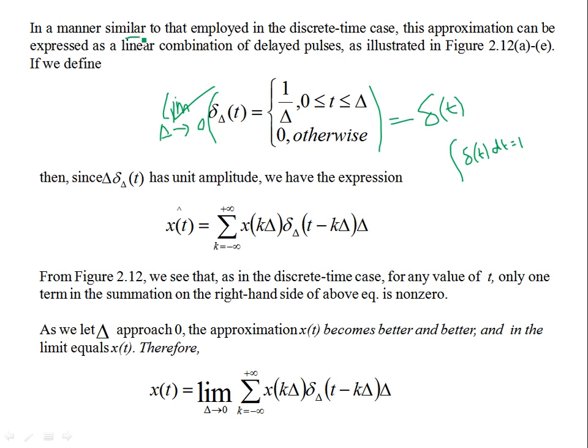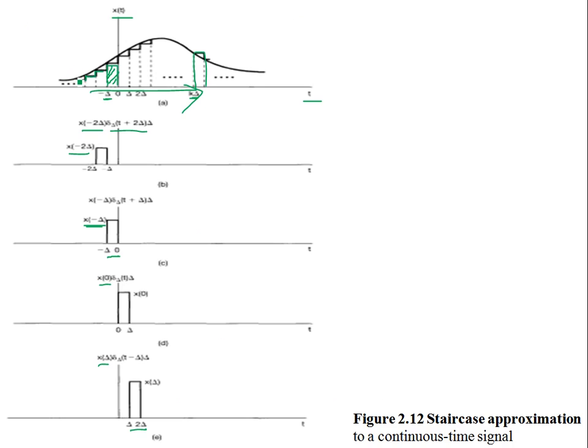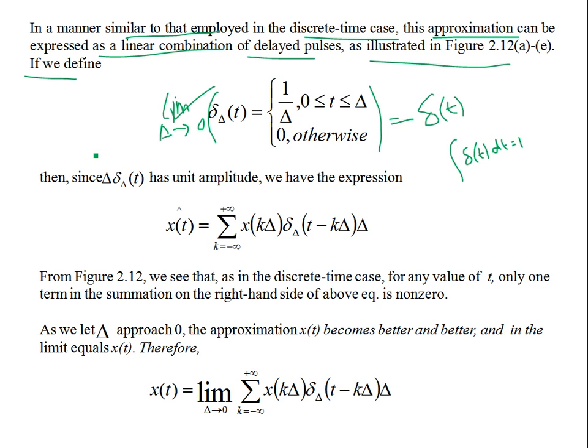So in a manner similar to that employed in the discrete time case, this approximation can be expressed as a linear combination of delayed pulses as illustrated in figure 2.1, A to E. So these are figure 2.1, A all the way to D, E, and they are showing that in terms of delayed pulses, the signal x(t) is expressible. So that the area under each pulse is the strength of the signal at that particular instant where the pulse occurs.